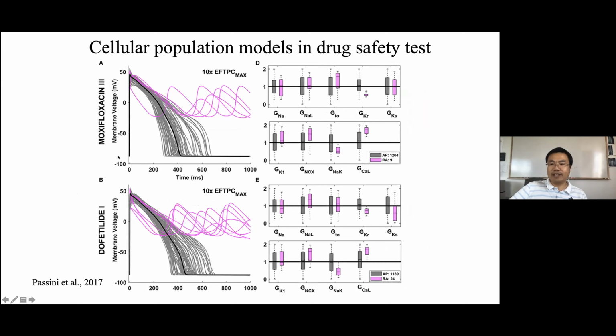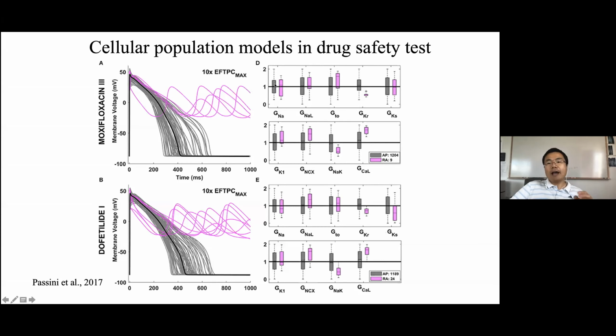So early stage drug safety prediction is very important for drug development. And given the limited accuracy and ethical problems in animal models, human-based computer models can provide a cheap and potentially effective alternative. And cardiac modelers have started testing drug safety by building a population of cellular models. And then just like modeling in other systems, how can we get good enough models that are sufficiently constrained to make biological sense and still capture the variability?